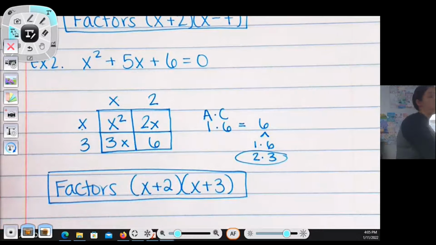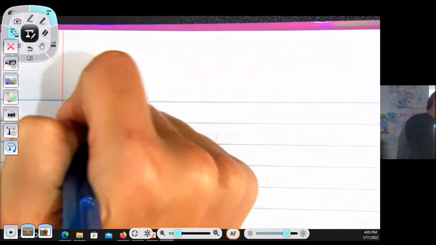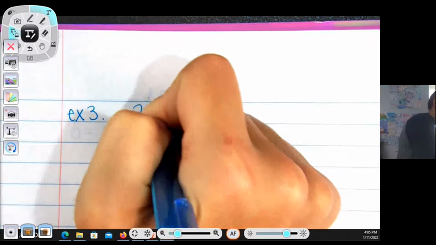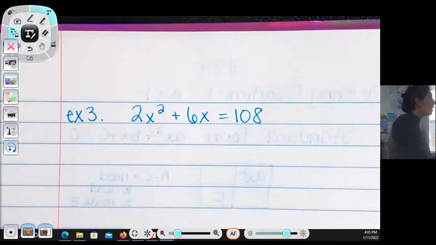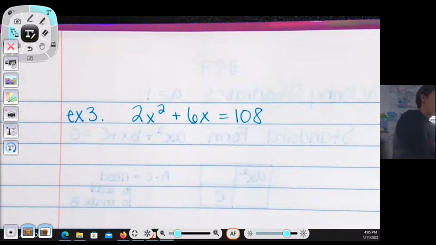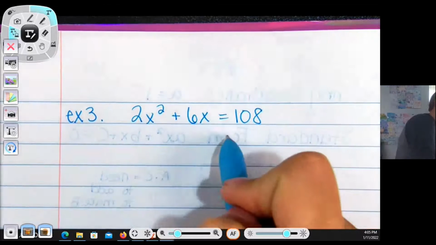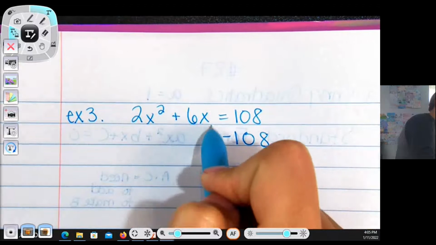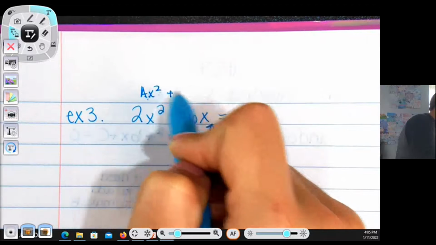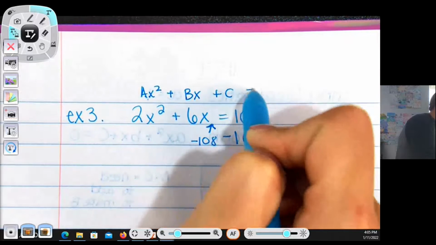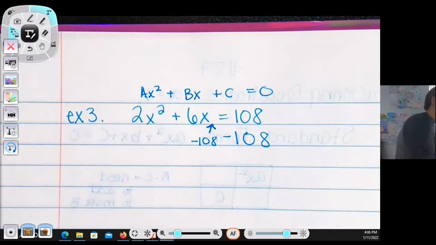Now we're going to do a little bit harder of a problem. Example 3, last one we're going to do, is 2x squared plus 6x equals 108. This is not in standard form. It's not set equal to 0. So I'm going to subtract the 108 from both sides because this is actually my constant. It's going to go right there because that's where c is supposed to be in ax squared plus bx plus c equals 0. So my 108 is my c value.